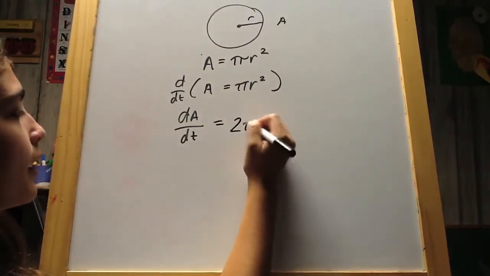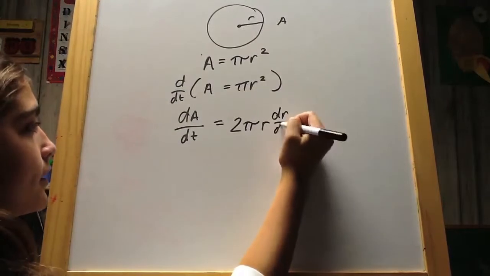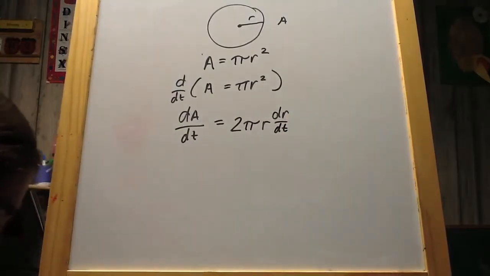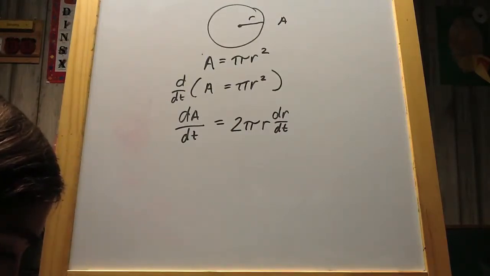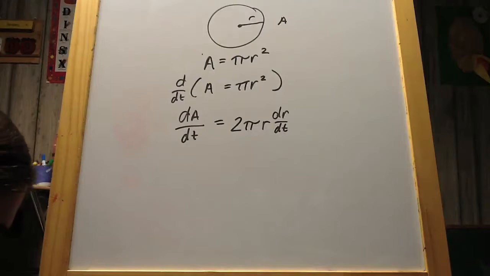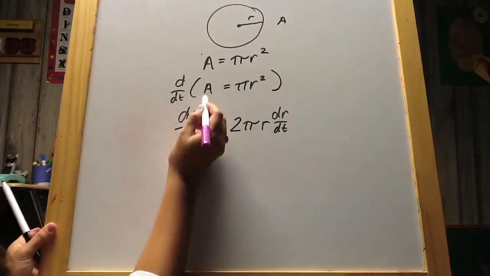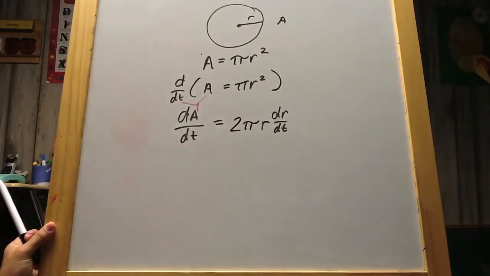So now we must take the derivative of the area equation. On the left side, we get the derivative of the area with respect to time, which is otherwise known as the rate that the area changes as time passes. Now the right side is different. When we take the derivative of this side, we get 2 pi r dr dt. This is a very important step. Here's how we get this answer.